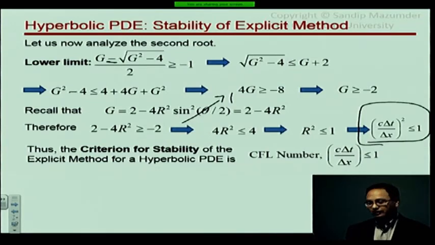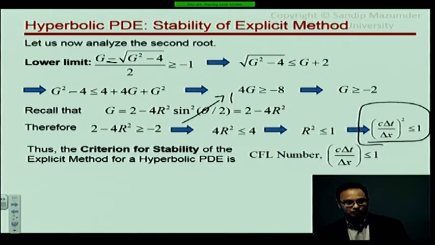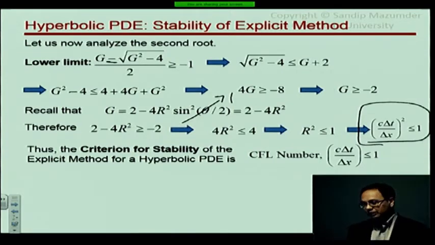Okay. This is what you will find in CFD books and so forth. Typically, you may not find a derivation, but they will mention that you've got to use CFL numbers less than 1. Okay.